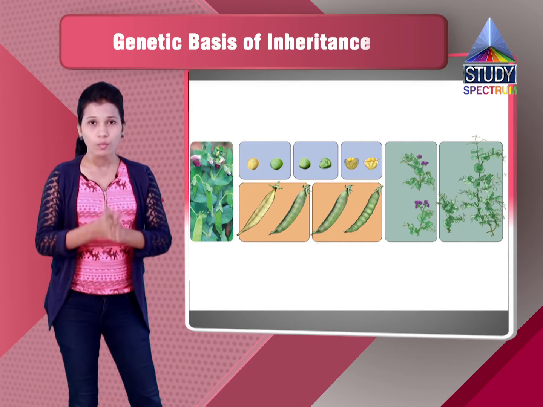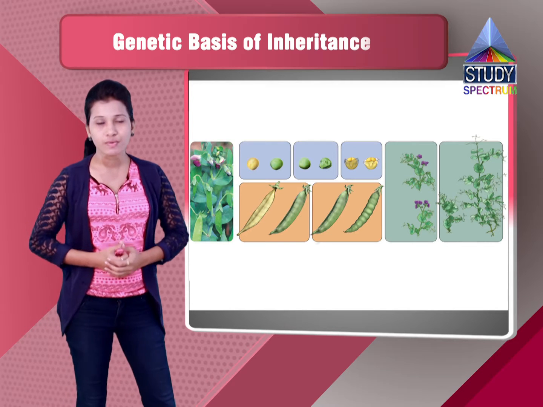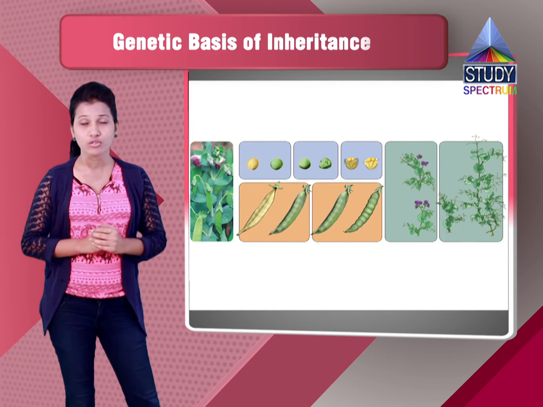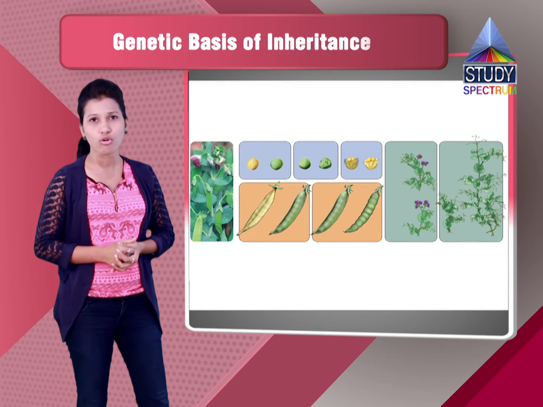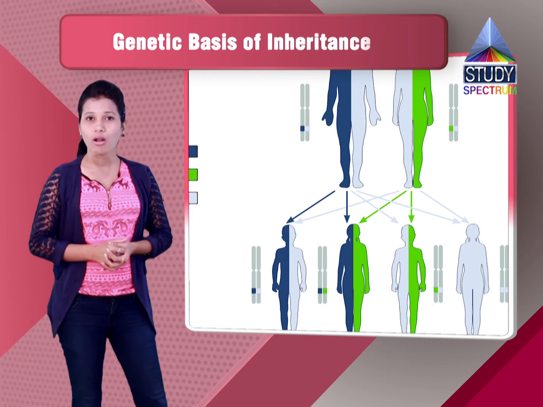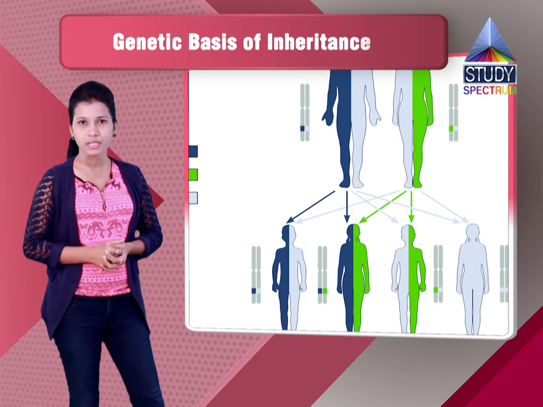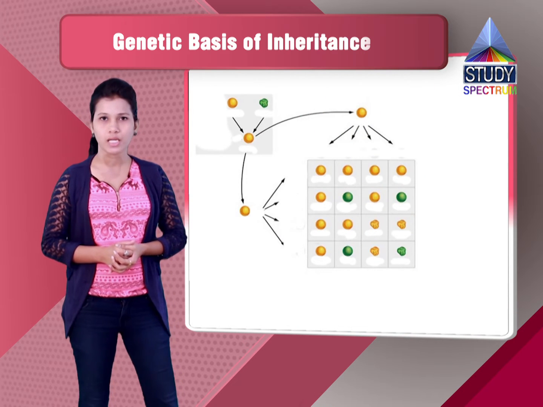Then we have seen the Mendelian genetics. We have also seen the various laws which were derived by Mendel. The first law was law of dominance, the second law was law of segregation of gametes, and the third law is law of independent assortment.